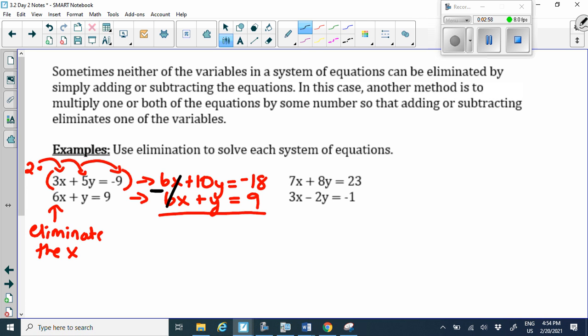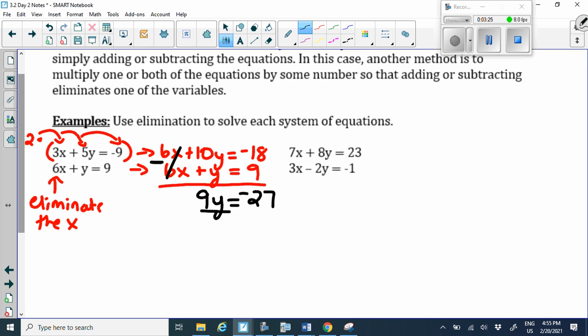So I do 10y minus y to give me now 9y. And I do negative 18 minus 9 to give me negative 27, okay? So be really, really careful when you're doing those negatives there, okay? So now from here, I am going to divide. When I do that, I get y equals, and it looks like negative 3 there, okay?